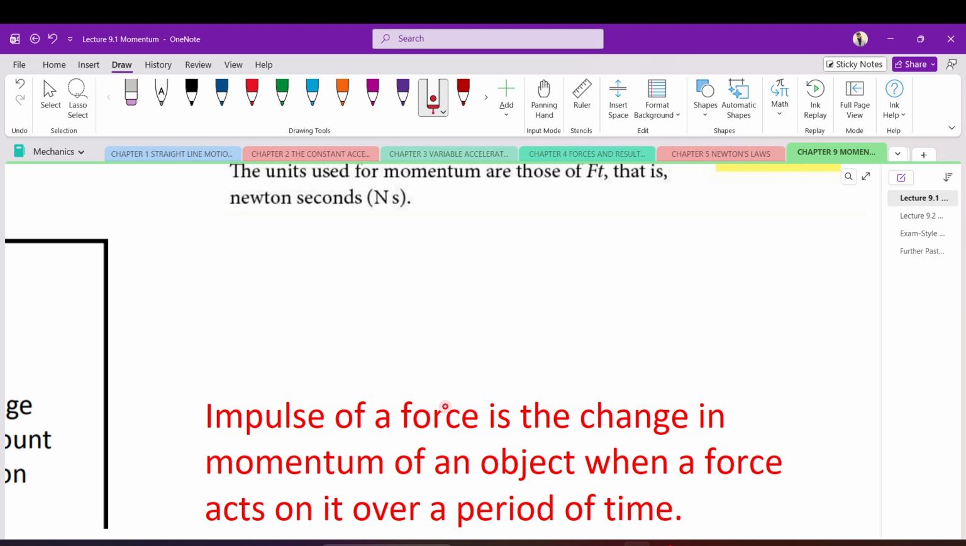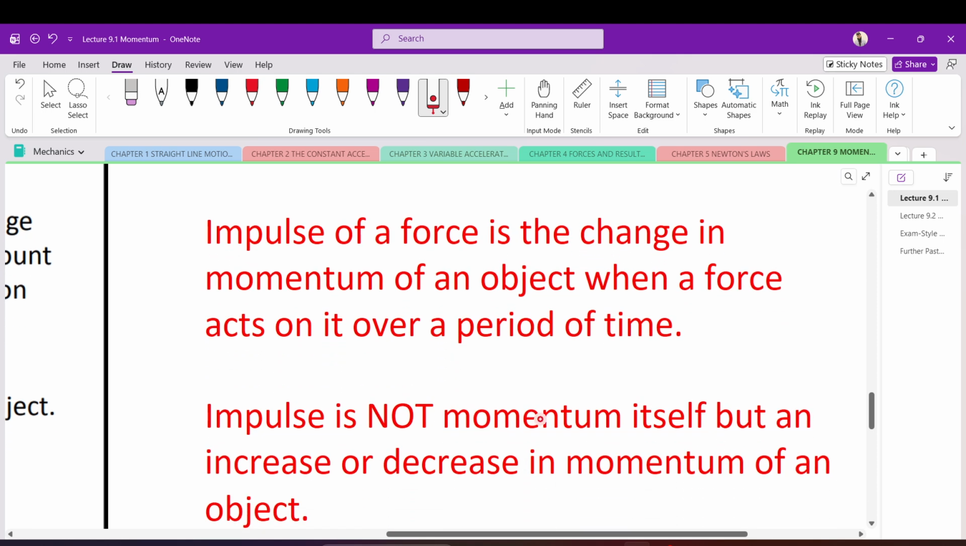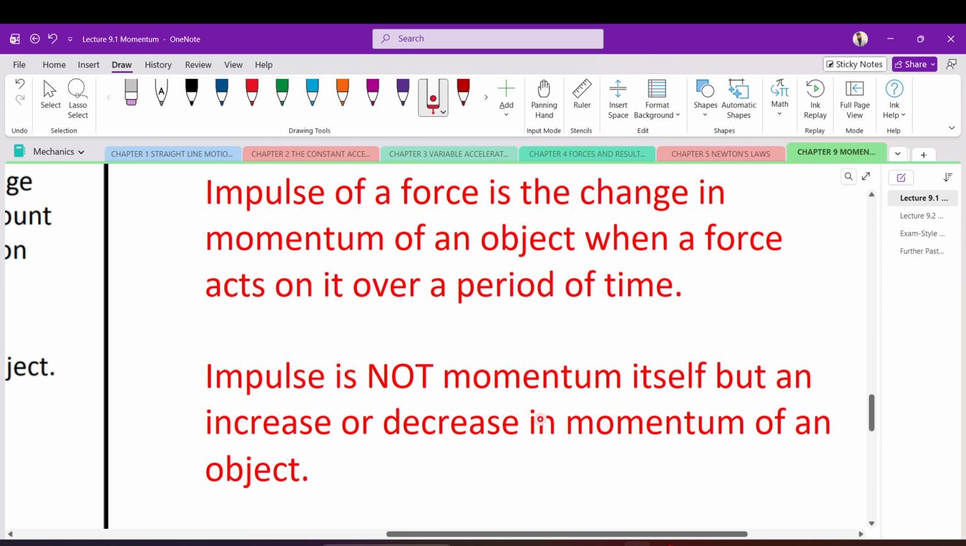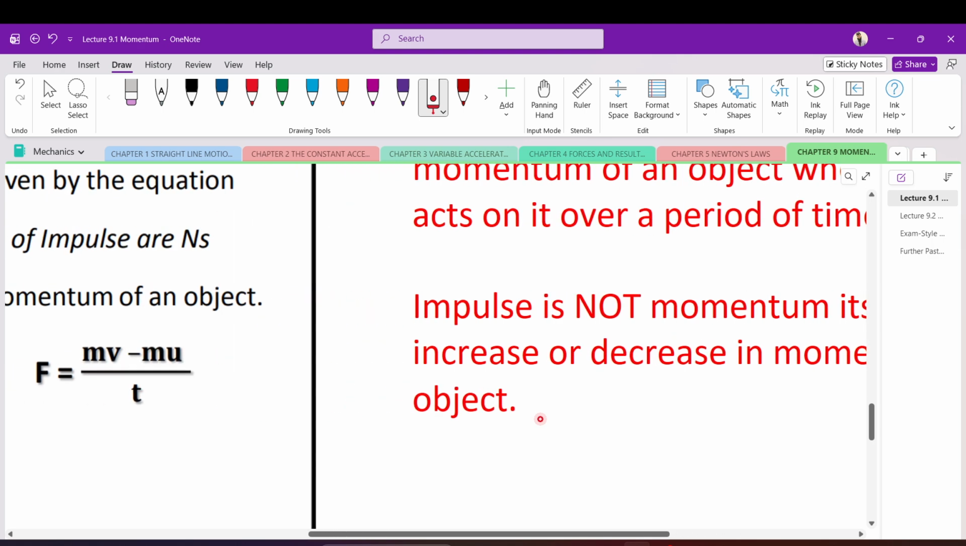So what was the change in momentum? That is equal to impulse. Impulse is not momentum itself, but an increase or decrease in momentum of an object. So that further clarifies what we mean by impulse.